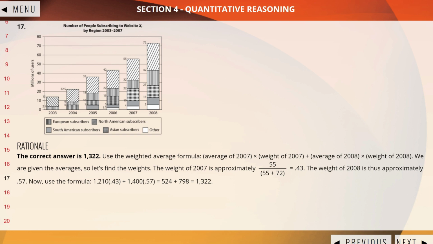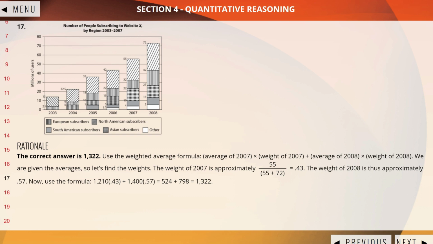Wait, this one? Use the weighted average. The average times the weight. Yeah, that's what I did. We're given the average. Approximately. Oh, it's not about approximately. I got the exact answer. Oh, that's funny. No, that's really bad. I guess maybe the real test, they're saying it would have been rounded to the nearest 100 or something, but unless I'm missing something, my one was much more accurate.